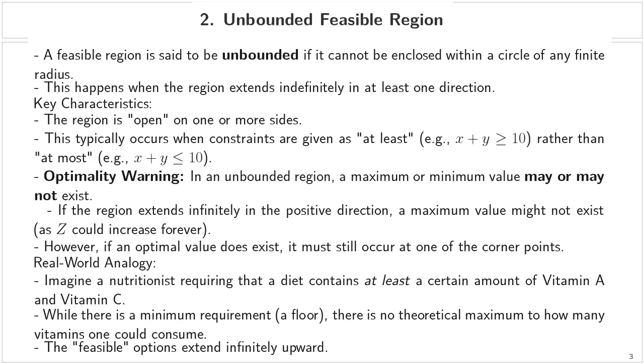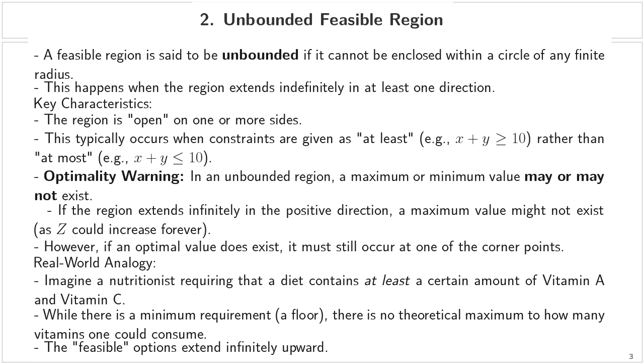To make this more concrete, let's use a real-world analogy. Imagine you are working with a nutritionist. They might require that a diet contains at least a certain amount of vitamin A and vitamin C. This creates a floor, or a minimum requirement, that you must meet. But is there a theoretical maximum to how many vitamins you can consume? Not really. You could technically consume an infinite amount of vitamins. Therefore, your feasible options extend infinitely upward on the graph.